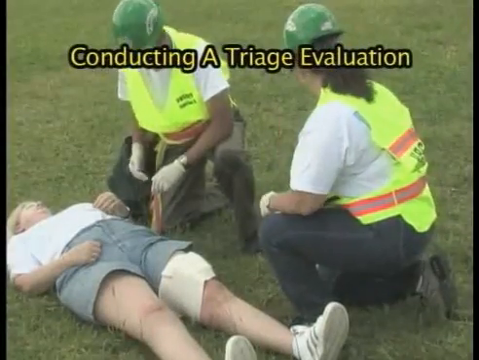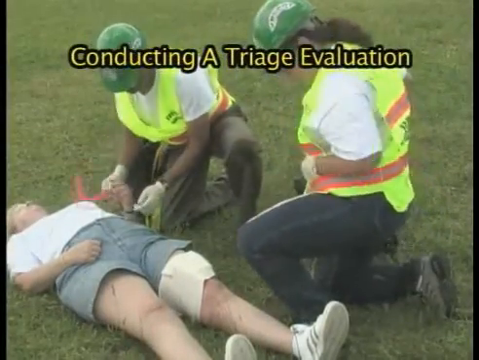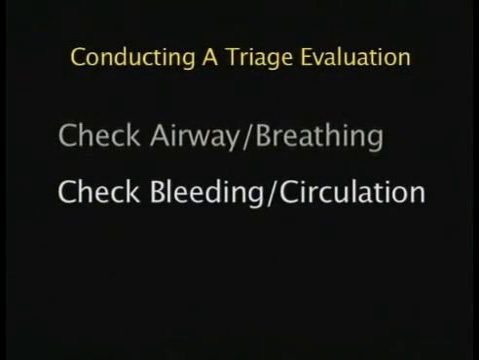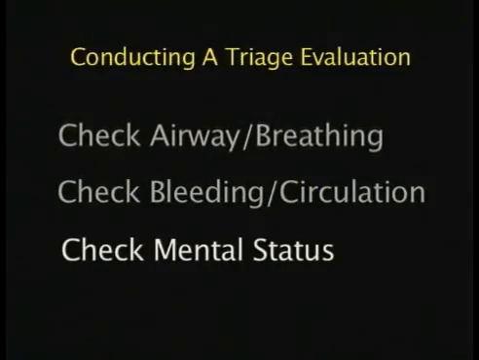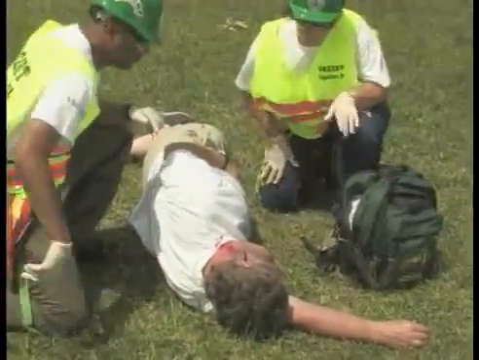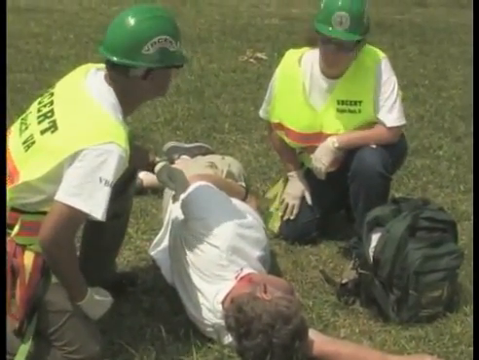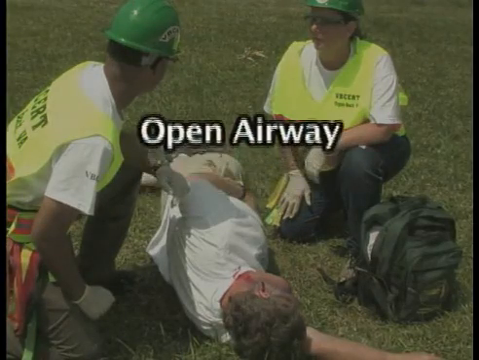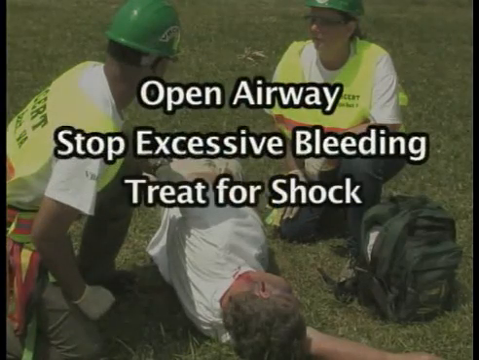An I victim needs immediate attention for life-threatening conditions. You'll need to first check airway breathing. Second, check bleeding circulation. Third, check mental status. Treat all I victims for the 3 killers and tag as I before continuing triage. That is, open the airway, stop excessive bleeding, and treat for shock.